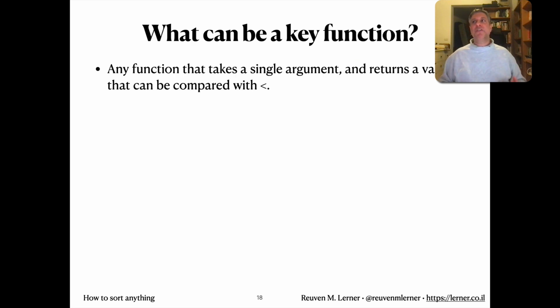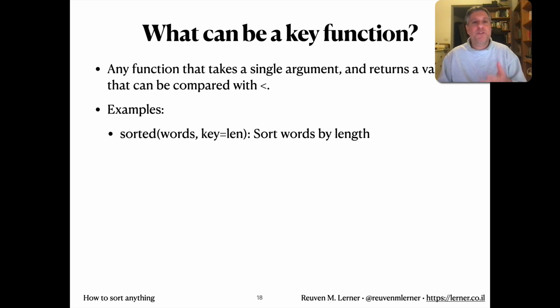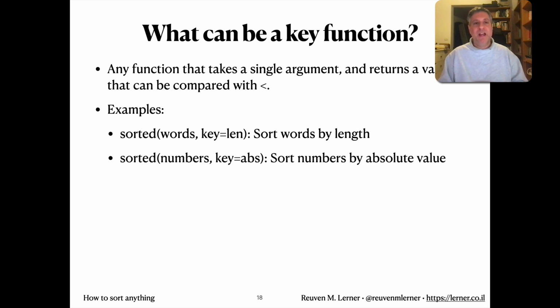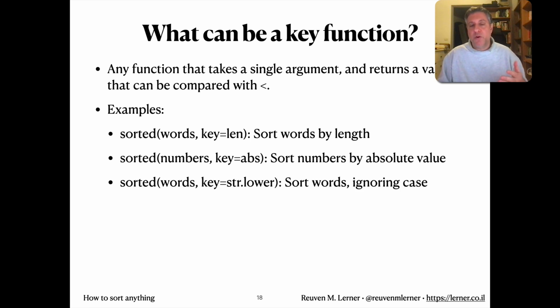So what can be a key function? What can we use for this? Well, any function that takes a single argument and returns a value that can be compared with less than. Basically anything comparable. So what are some examples of this? Well, I can do sorted on words with key equals len, what we just saw, to sort words by length. I can say sorted of numbers with key equals abs, absolute value. So this will sort numbers by absolute value. It'll ignore whether they're positive or negative. We can say sorted of words with key equals str.lower. Now we can sort words ignoring the case because all of them will be forced to lowercase when we compare.